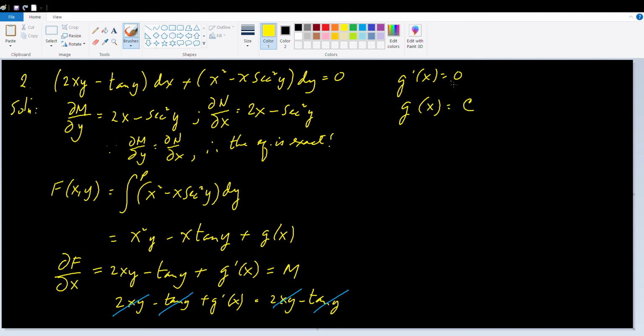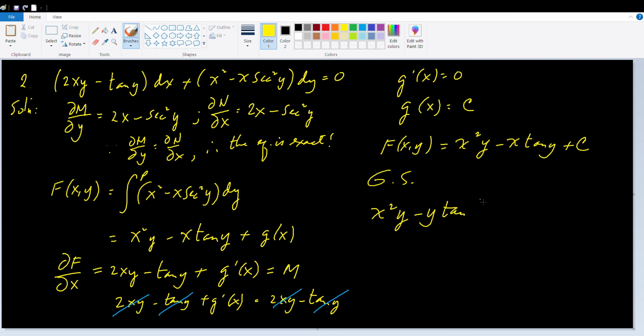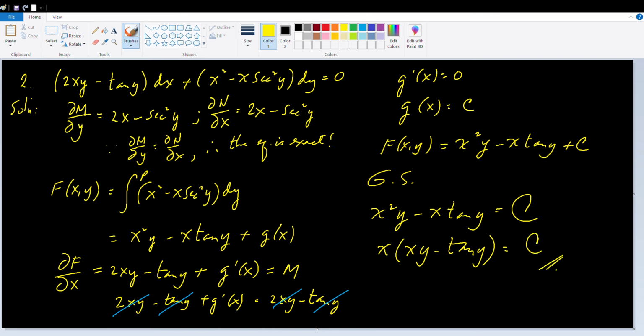The integral of 0 is a constant because the derivative of a constant is 0. So our f of xy is equal to x squared y minus x tangent of y plus the constant c. And we can write the general solution as x squared y minus x tangent y equal to the constant c. And we can simplify this by factoring x. So x times (xy minus tangent y) equal to the constant c.